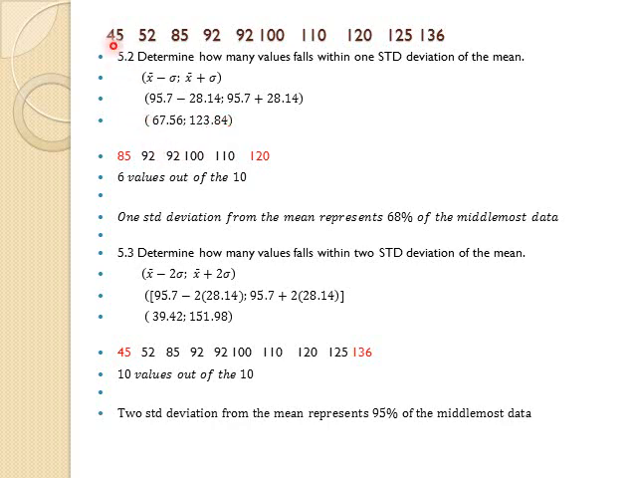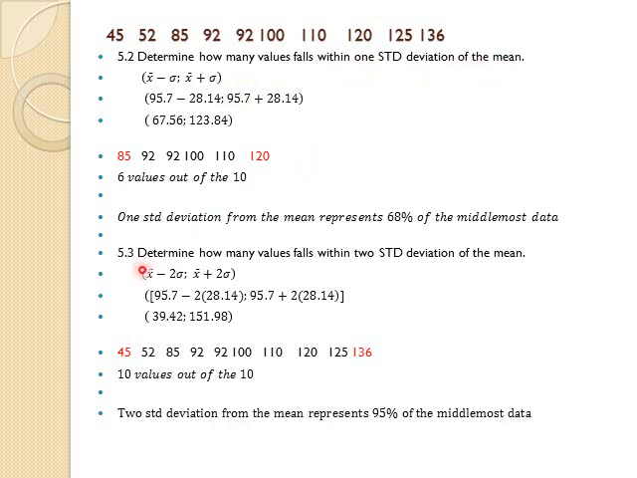So if I look there, 45 is smaller, 52 is smaller, 85 is bigger than 67.56. So I start at 85. Smaller than 123.84, 125 is bigger, so we end at 120. So if I list 85, 92, 92, 100, 110, 120, that gives me 2, 4, 6 values out of the 10 that fall within 1 standard deviation of the mean.